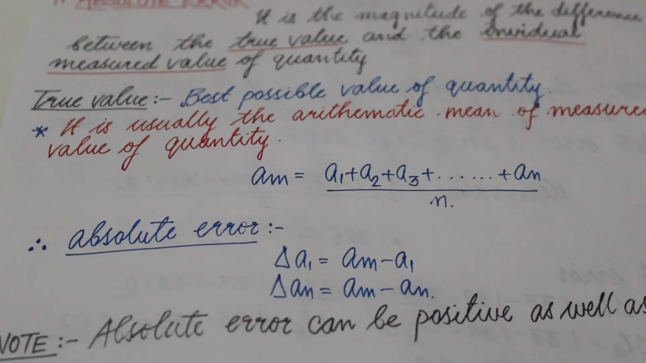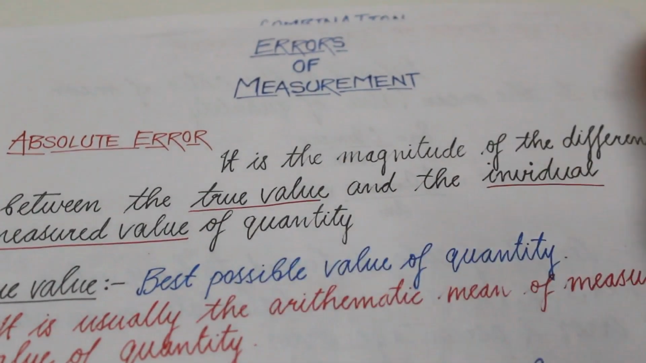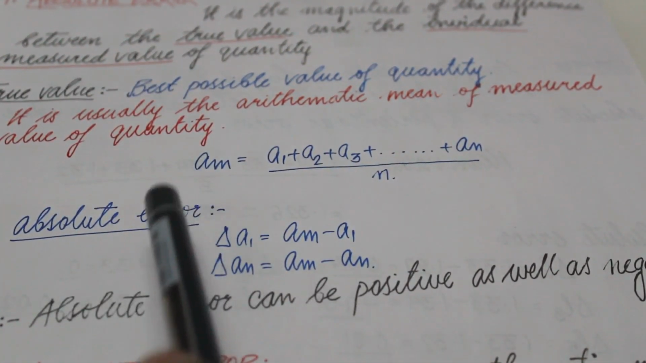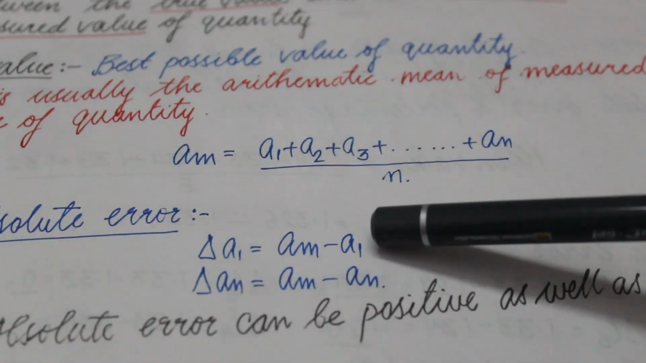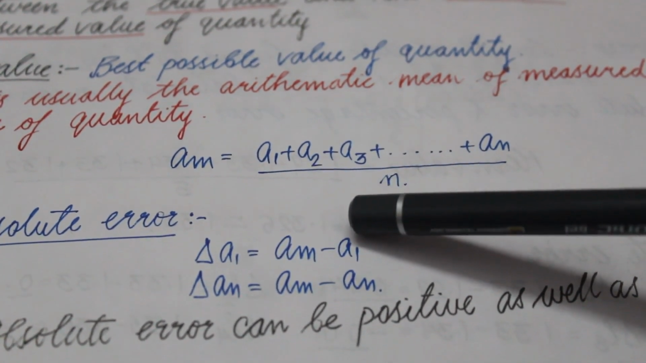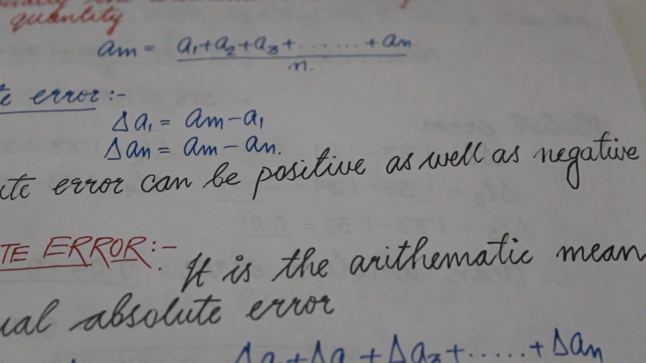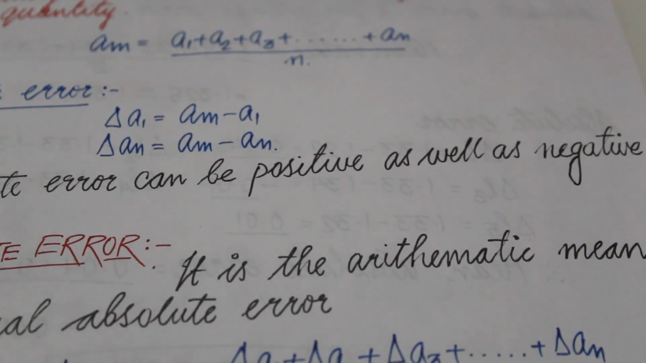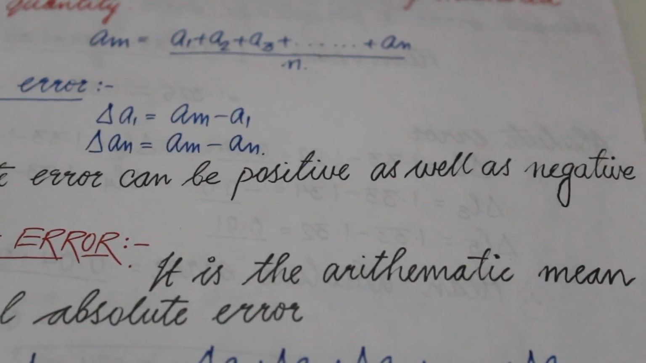So the absolute error, as per the definition, is the difference between the true value and the individual measured value. The true value is denoted by am. So absolute error is given by delta a1, that is the error in the first reading. It will be given by the true value minus the value which you have taken, that is the individual value. The absolute error can be positive as well as negative. It all depends upon the true value. On the basis of this, we can say that the absolute error can be positive as well as negative.